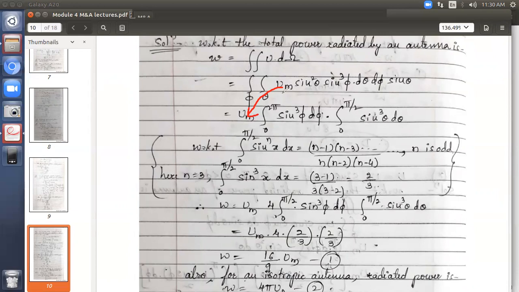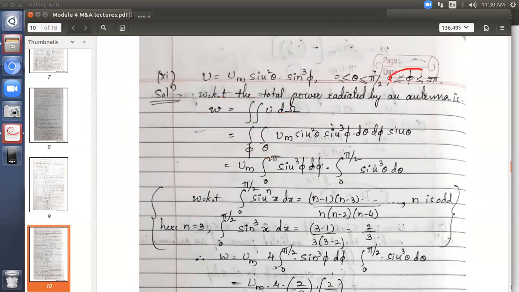If you check, phi range is 0 to 2 pi, and theta is 0 to pi by 2. The phi terms are sine cube phi and d phi, so I have written it. Then for theta, there are sine square, d theta, and sine. Sine square into sine is sine cube. So sine cube theta into d theta. Both are cube terms, just like the previous problem. Once you solve this, the same is the answer with theta also. Only the variable has changed. Both are integrations of sine cube only.